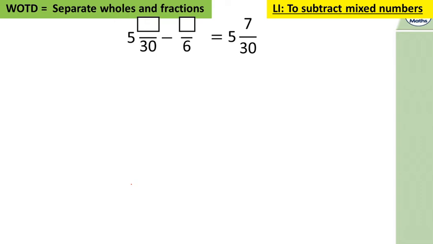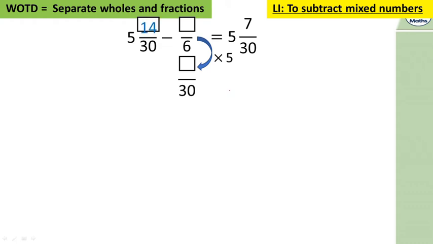Okay, we have another one here. So 5 and something 30ths take away something 6 equals 5 and 7/30ths. So let's make that into 30ths. So we know we've timesed that by 5. So if we get this in 30ths, we're going to have to then divide by 5 to get it back into sixths. So we need to work out those.